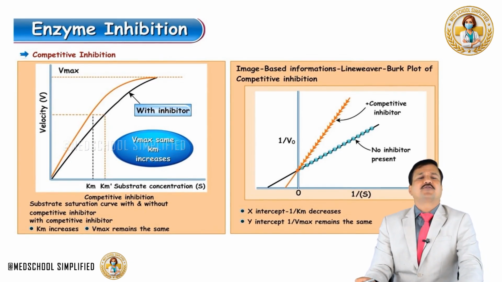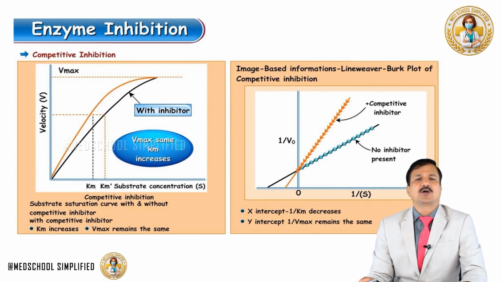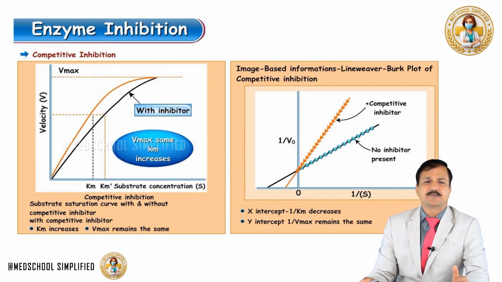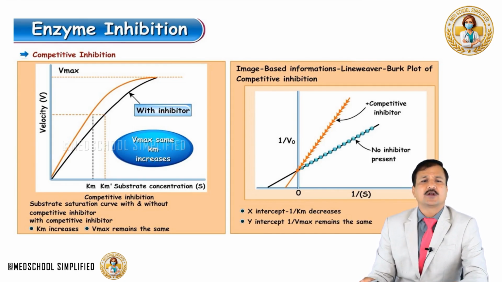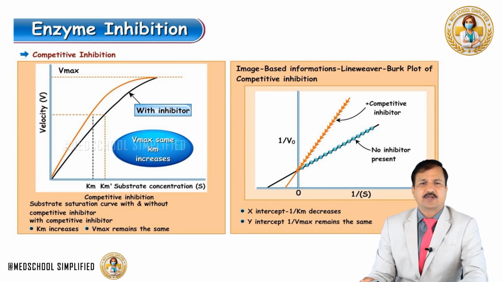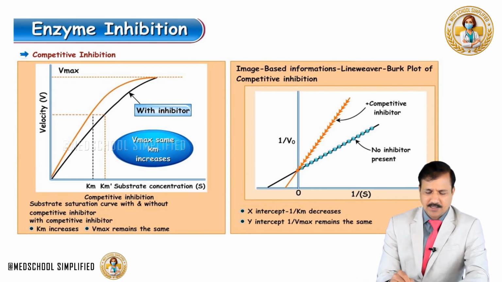So what is the effect of competitive inhibition on the kinetics of an enzyme? When you look at the Michaelis-Menten plot on the left-hand side, in the absence of inhibitor, look at the orange line there, which shows the Km and Vmax of an enzyme. If you look at the blue line on the right side, that is in the presence of a competitive inhibitor. So Vmax remains the same, but Km is increased.